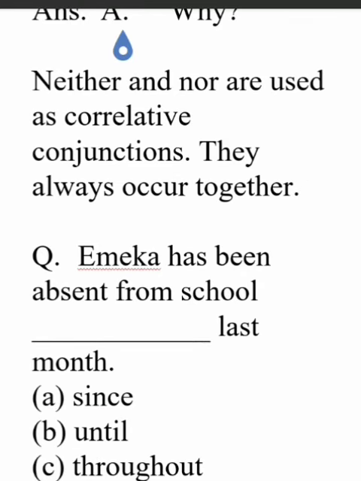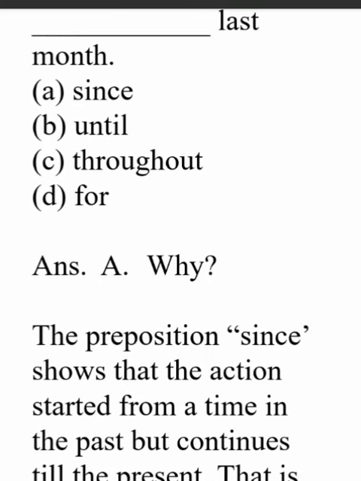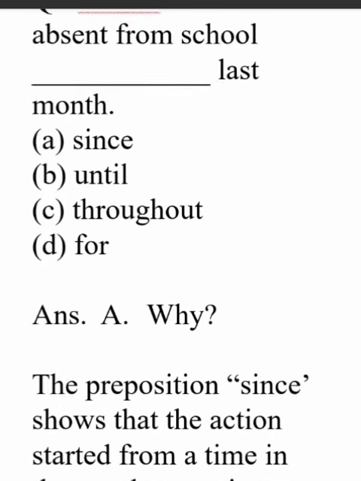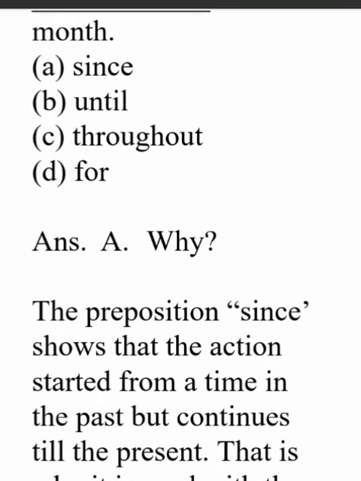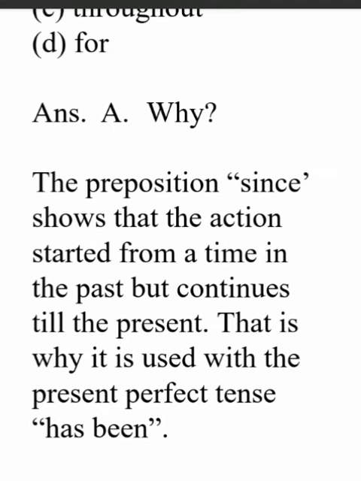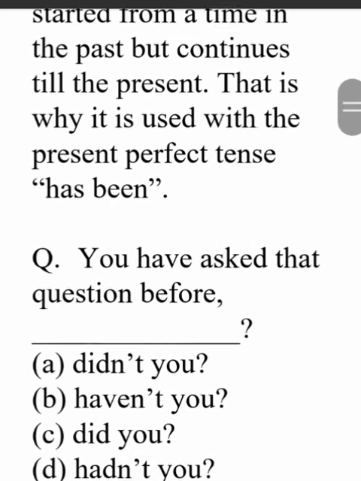Question: Emeka has been absent from school dash last month. A. Since. B. Until. C. Throughout. D. For. Answer: A. Why? The preposition since shows that the action started from a time in the past but continues till the present. That is why it is used with the present perfect tense, has been.